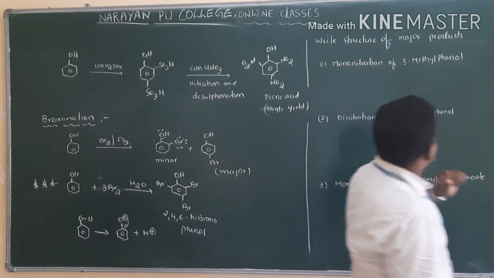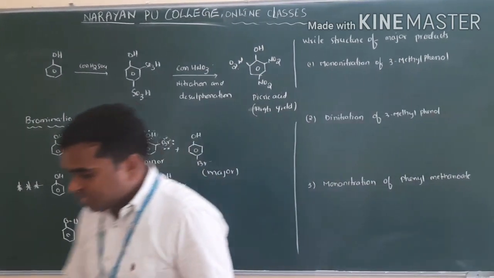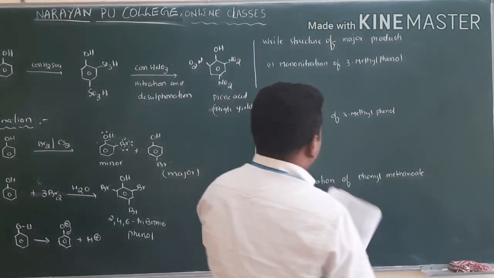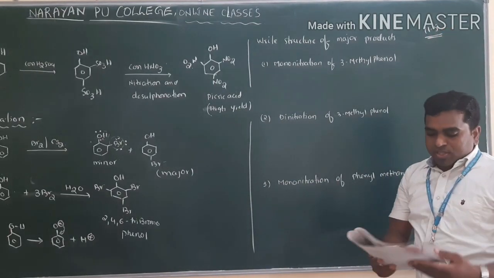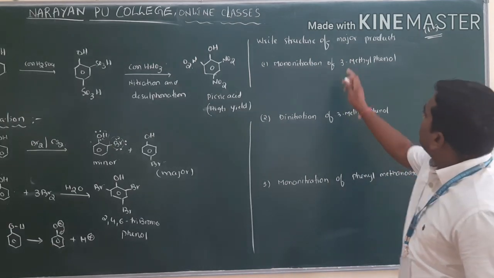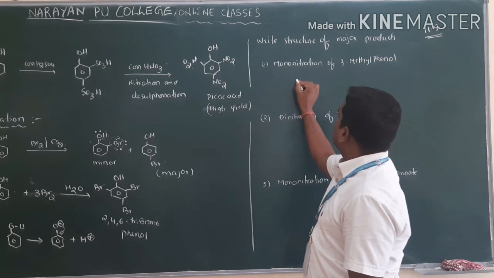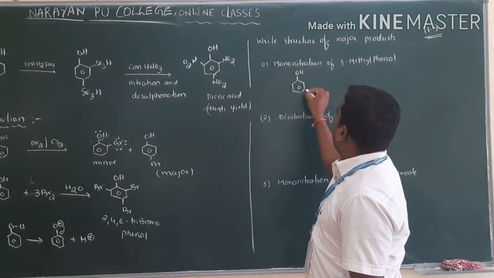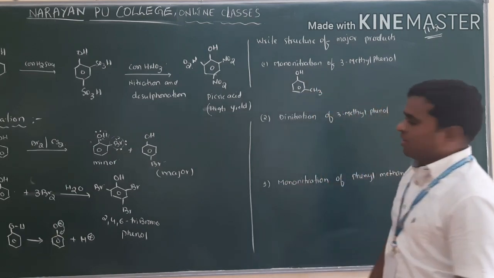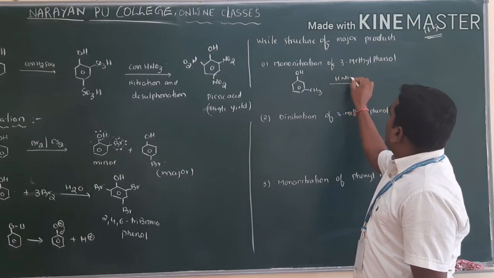And the next one is: write the structure of the major products of this. This is from the NCERT textbook. If you see, this is example 11.5. Clear? So they have given here: write the major products. Mononitration of 3-methylphenol. What is 3-methylphenol? This is 3-methylphenol: OH and there is a CH3. Clear? Now what you have to do is nitration. Mononitration you have to do.